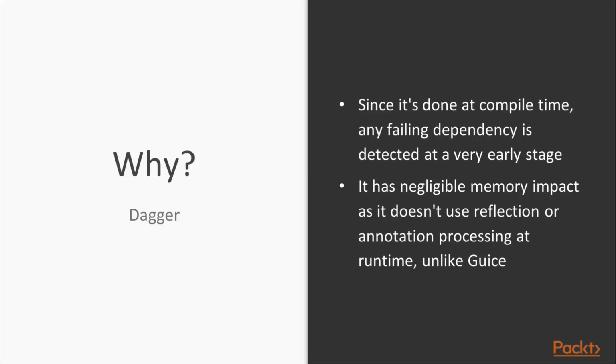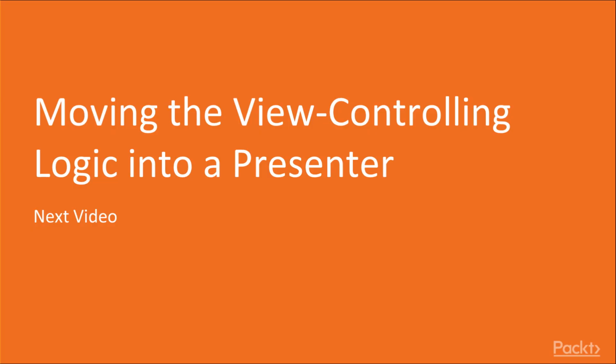Why do we use Dagger? Since it's done at compile time, any failing dependency is detected at a very early stage. It has negligible memory impact as it doesn't use reflection or annotation processing at runtime. So our next topic is going to be moving view controller logic into a presenter.